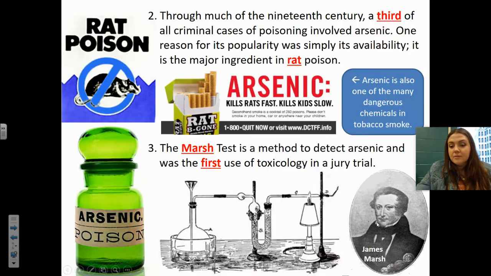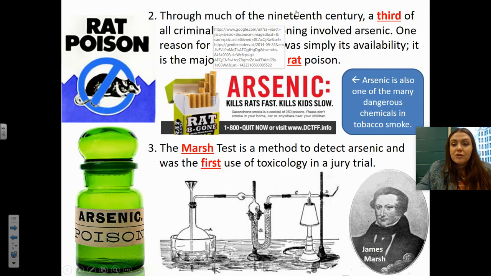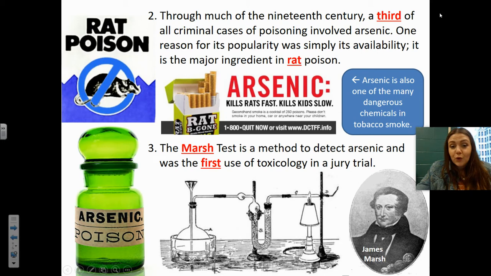Mercury can be high. So through much of the 19th century, a third of all criminal cases of poisoning involved arsenic. So it's been the most popular poison of all time. And then this guy, James Marsh, the Marsh test is a method that detected arsenic and was the first to use toxicology in a jury trial.